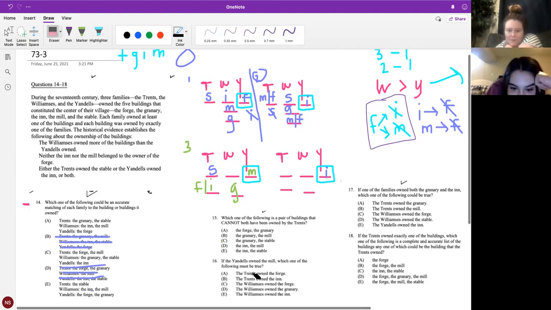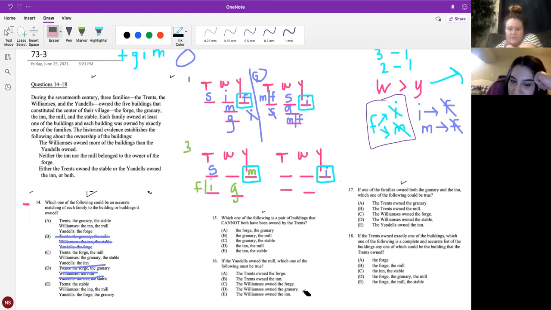If Y's own the mill, which of the following must be true? The Trents own the forge. No. The Trents own the inn. No. The Williams own the forge. No. It's D. Yeah, there we go.